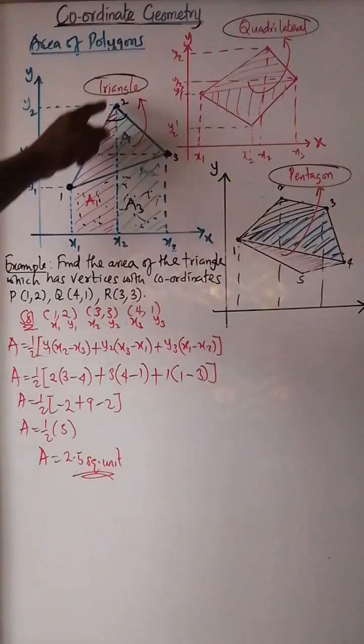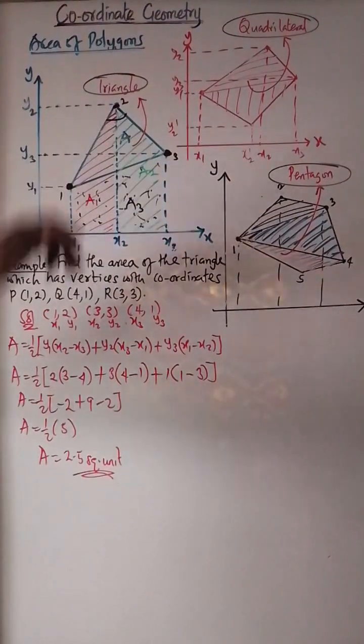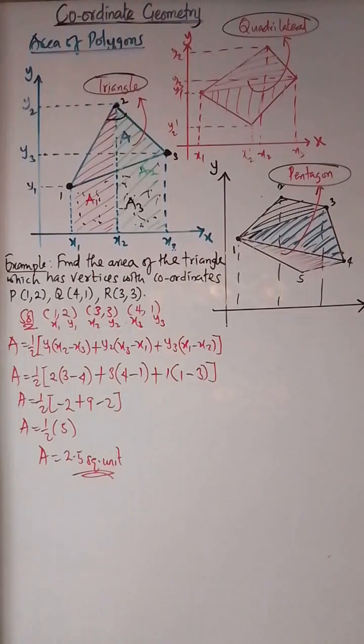Rather than wanting to get the distance here, use cosine to get the angle and apply what? Area of triangle as half AB sine C. That will be too long, as you can see.